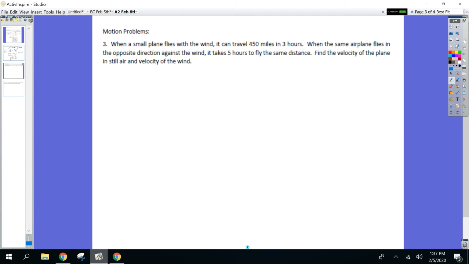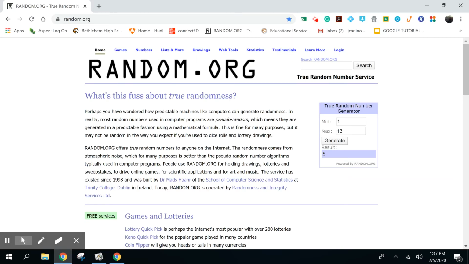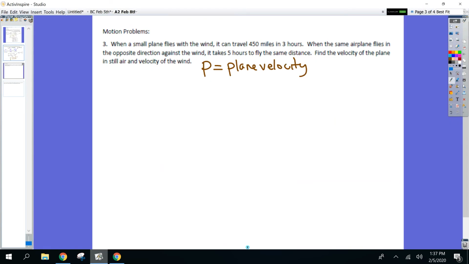Okay, can I call that P instead of X and Y? It'll just make it easier for us. I'll let P equal plane velocity. And what's the other one I need to find? And I'll do that W, wind velocity, if people don't mind.